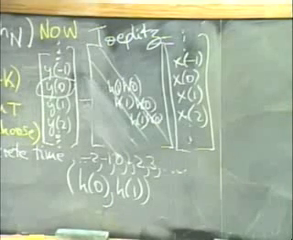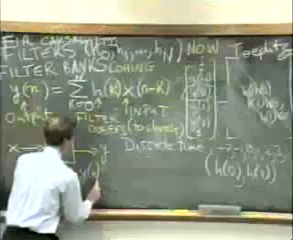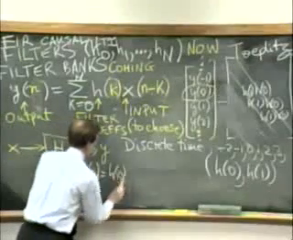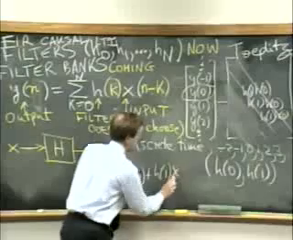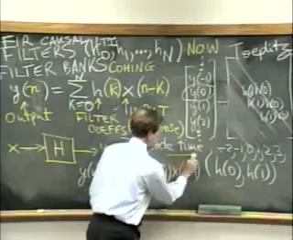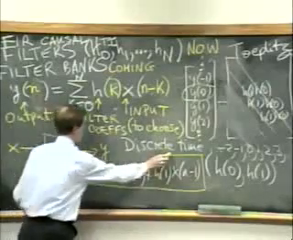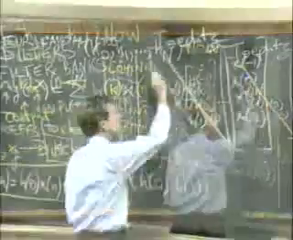Okay. So written out in full, y of n is h of 0, x of n plus h of 1, x at n minus 1, and that's all we're doing. So there's a 2-tap filter, and therefore just 2 diagonals in the matrix.